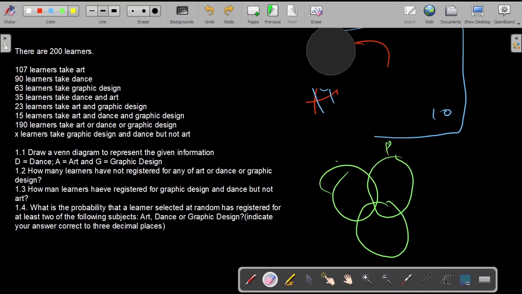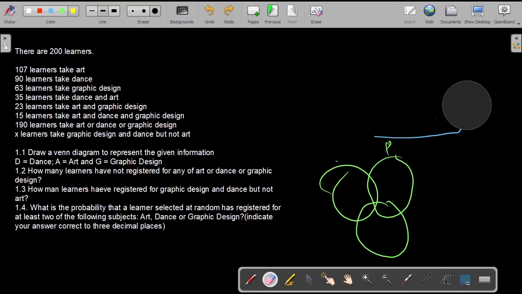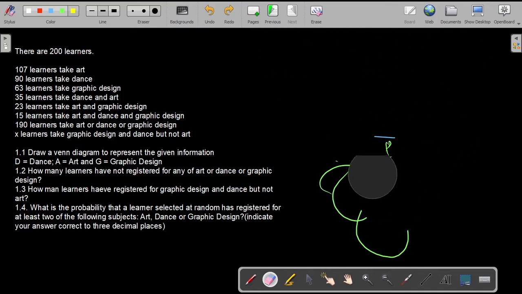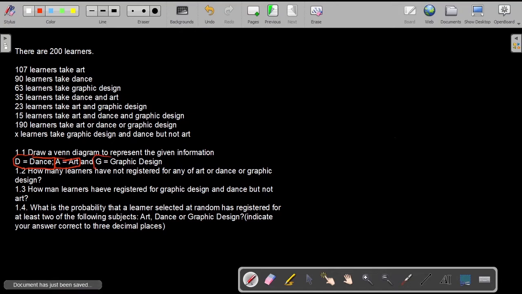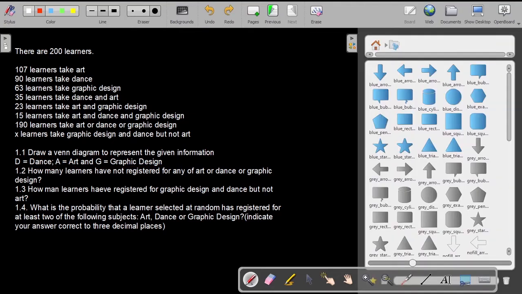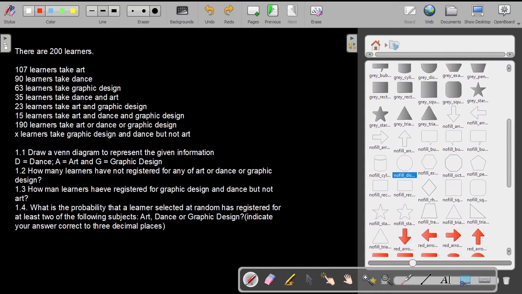And now I guess I can move on to the questions. The first question, 1.1, says, draw a Venn diagram to represent the given information. You're going to have the letter D to indicate dance, A to represent art, and G to represent graphic design. So let's draw proper circles and let's have a decent diagram, shall we?